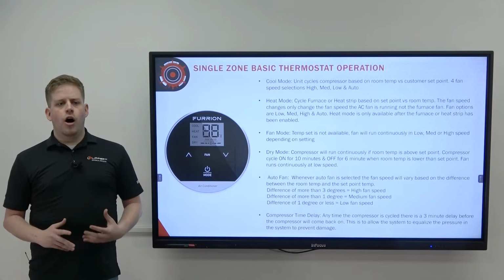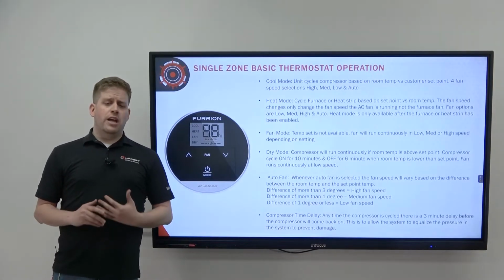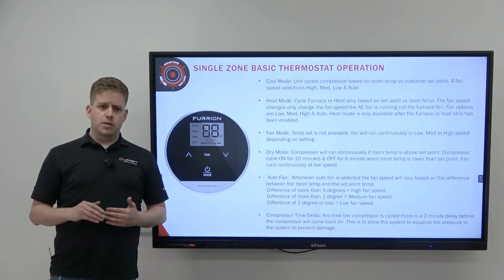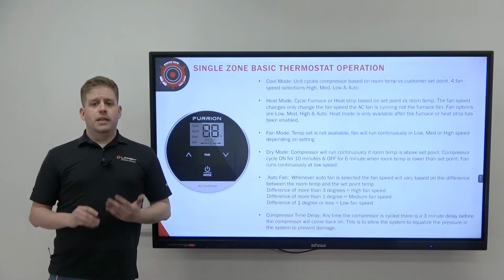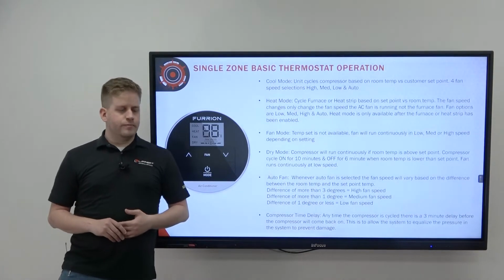And finally, auto fan speed. Auto fan speed will change fan speeds based on the difference between the set point and the actual room temperature, and will turn the unit off completely if the set point is reached.